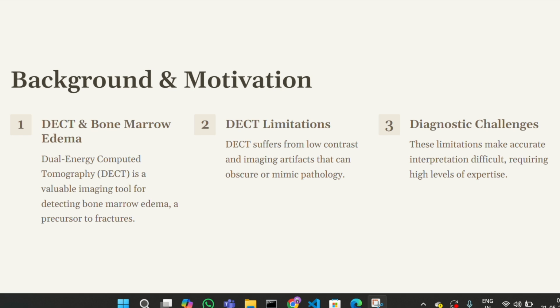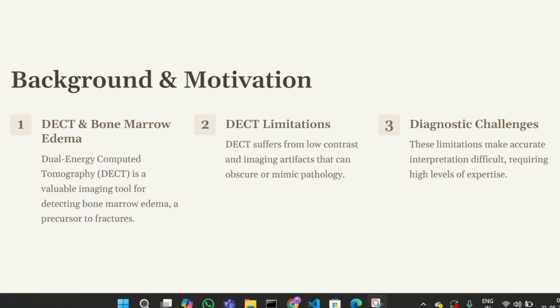First of all, it has lower contrast than MRI, making it harder to pick out subtle fluid accumulations or early-stage pathologies. And DECT images often contain artifacts, which are unwanted visual distortions introduced during scanning and reconstruction. These artifacts are a problem because they hide actual abnormalities and mimic pathological features like edema, which creates confusion and diagnosing becomes difficult. Several AI-based methods have tried to help by enhancing these images.